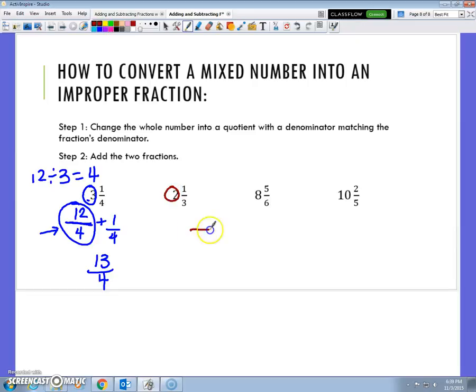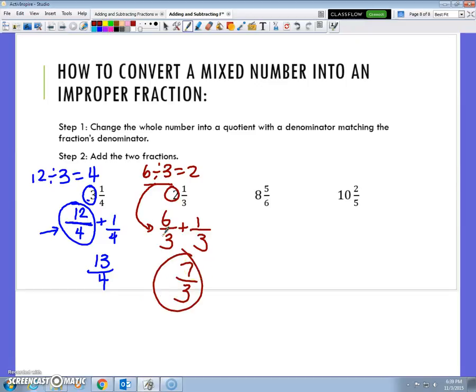And if I want to add things in thirds together, I have this 2 and 1/3. I need to add two fractions with the same denominator of 3. Now I know that 6 divided by 3 would equal 2. So 6 divided by 3 could also be written as 6/3. Because they're equal, I can just write it differently. Okay, so 6/3 plus 1/3 is 7/3. And now it's my improper fraction.